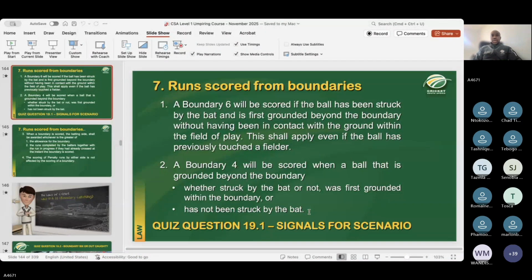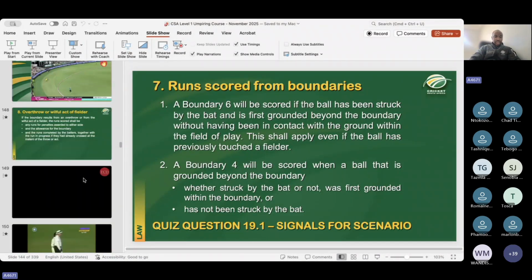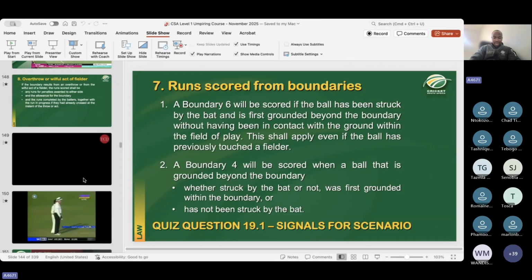And with today's concussion protocols, we need to call on the physio to come and do a concussion test for that batter. Okay, so 19.1, 3 signals, maybe even 4. Leg by, boundary 4, 1 short pitch delivery for the over, and call on the physio. Those are the signals that the bowlers and umpire should make.